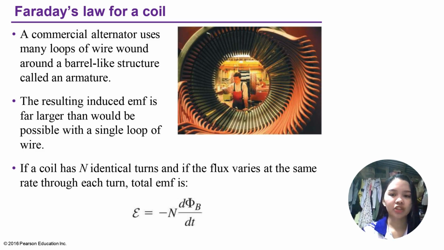In practical applications like commercial alternators, we often use a coil with multiple loops of wire. The induced EMF is significantly larger in a coil because each loop contributes to the total EMF. So if a coil has n identical turns and the flux varies at the same rate through each turn, the total EMF is simply n times the EMF of a single loop.